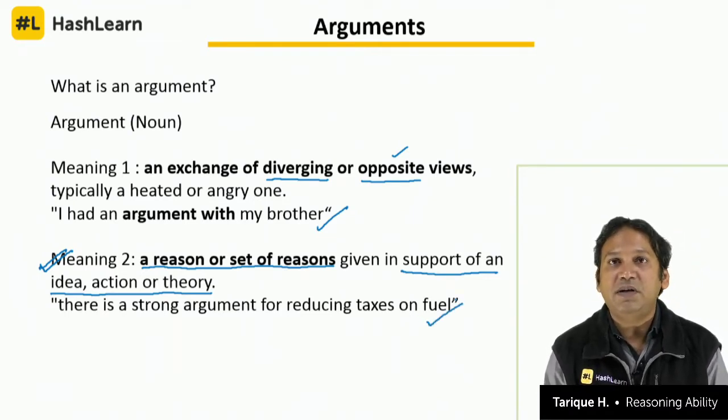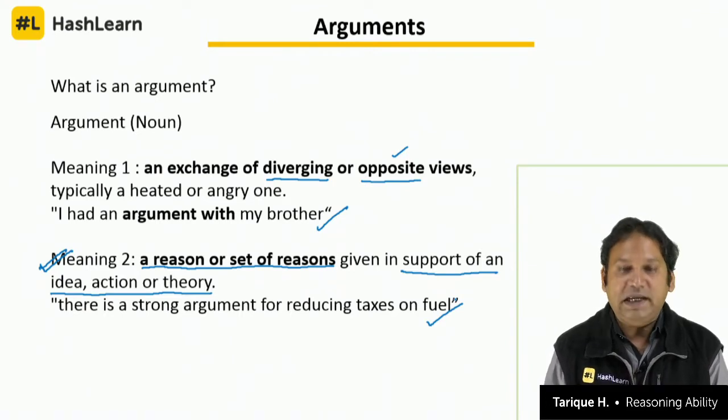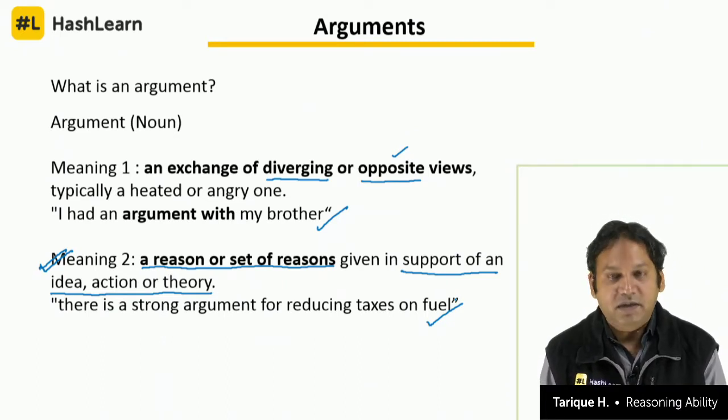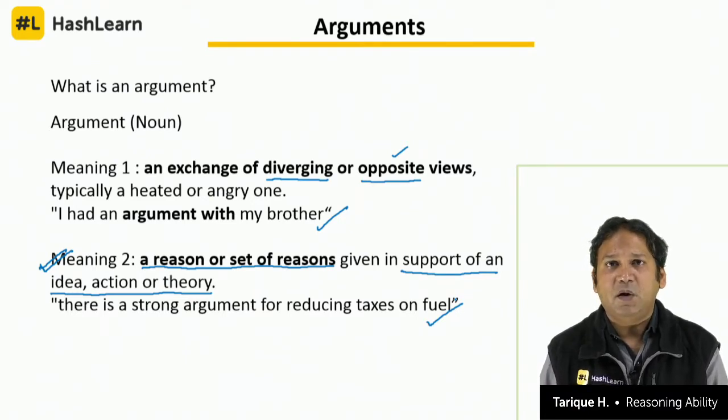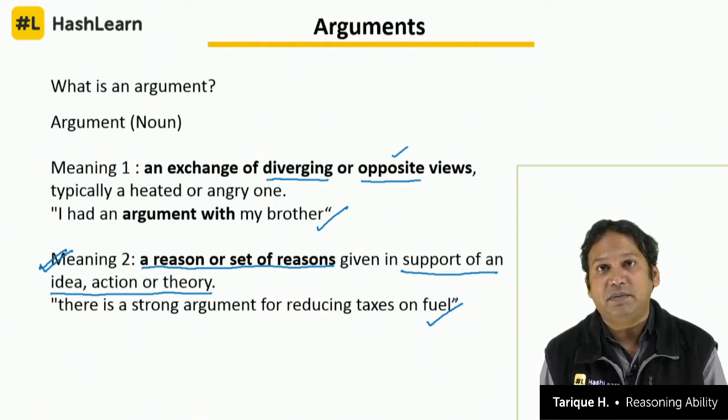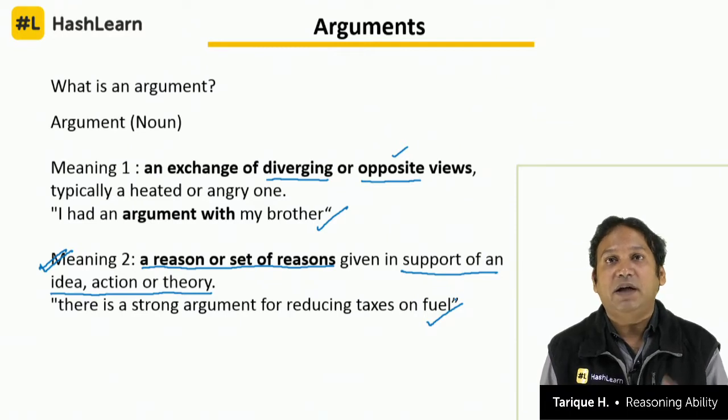And for meaning two, the example you can see very clearly: there is a strong argument for reducing taxes on fuel. Nowadays we know that in India the price of petrol is very high. People who commute daily using their own vehicles have to bear the brunt of high petrol and diesel prices. So a lot of people are arguing for a reduction in taxes on petrol and diesel. The government should cut down taxes.